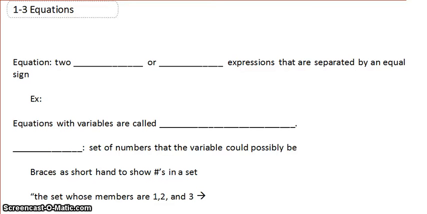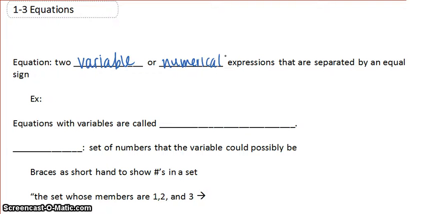All right, so we're doing 1-3, which is equations. Now we're first going to define what an equation is. An equation is two variable or numerical expressions that are separated by an equal sign. So obviously we went over what variable and numerical expressions are, so you have to have at least two of those. And you need to have an equal sign for it to actually be called an equation.